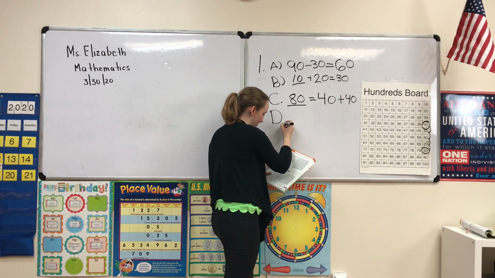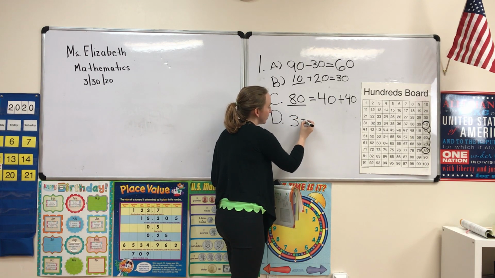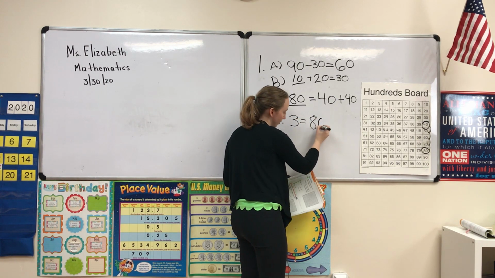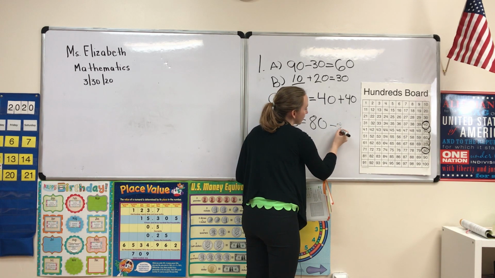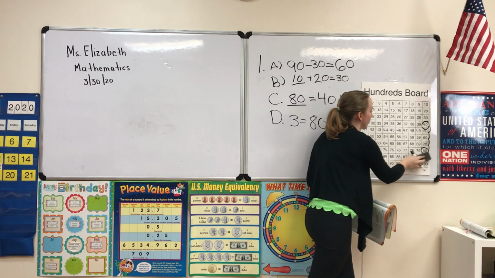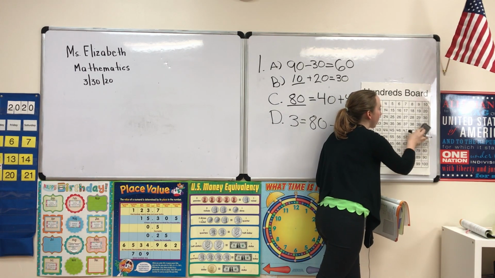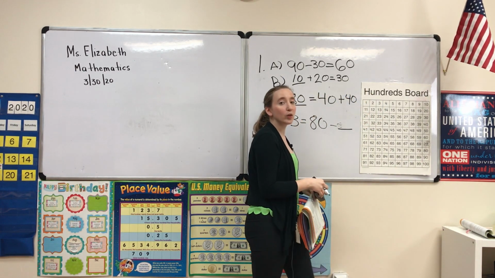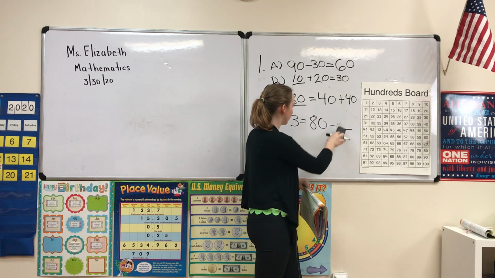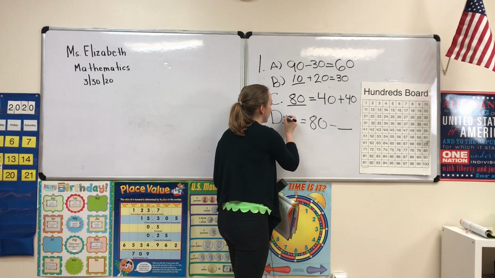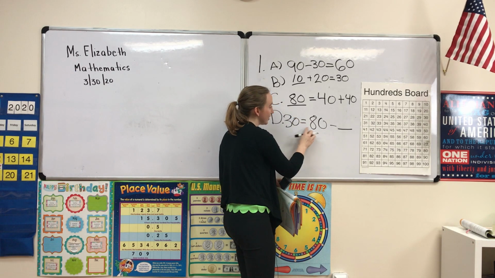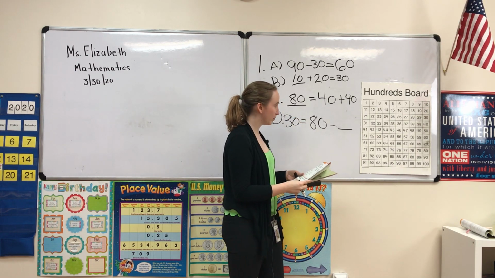For D, we have 30 is equal to 80 minus what? So here, even though it, oh, sorry. 30 is equal to 80 minus what?